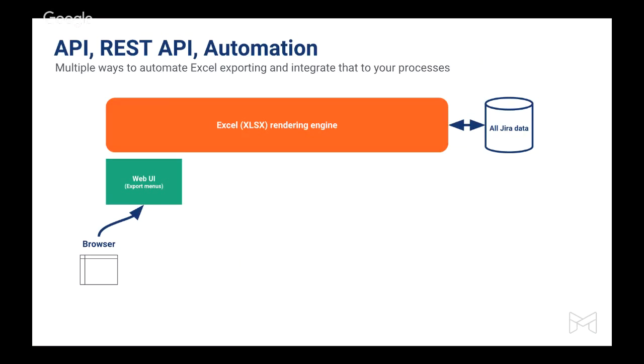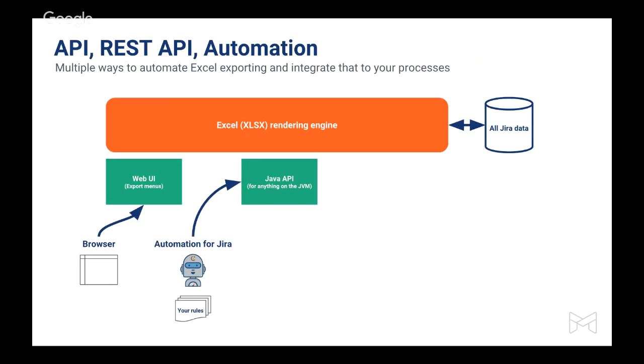Since the beginning of building this app, we always wanted to integrate the capability of Excel exporting into Jira workflows and offer automatic processes. As a result, today we offer multiple ways for integration. First, our Java API is a classic in-process interface that Better Excel plugin provides for any other program running within the same Jira. For example, the Java API is the interface used by the highly popular app Automation for Jira to generate, save, or email Excel files. I'll discuss that in detail in just a second.